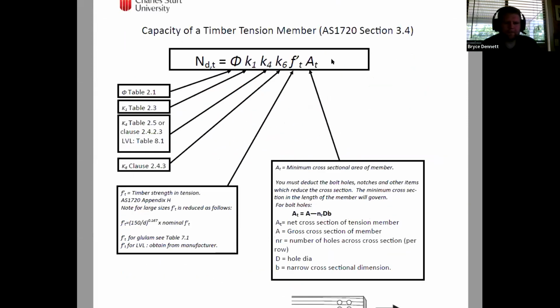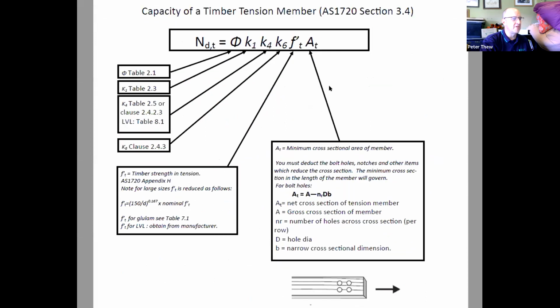In tension, you've got to take out the bolt holes because it's area of timber missing from your section. So you take basically the minimum cross-sectional area in your member.